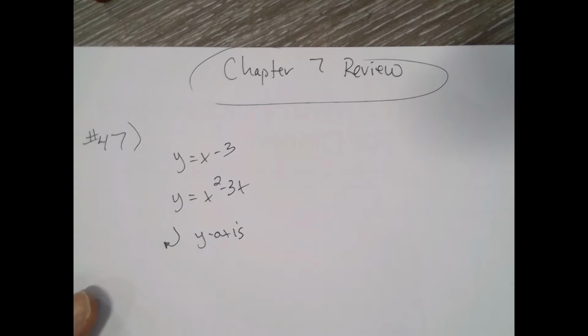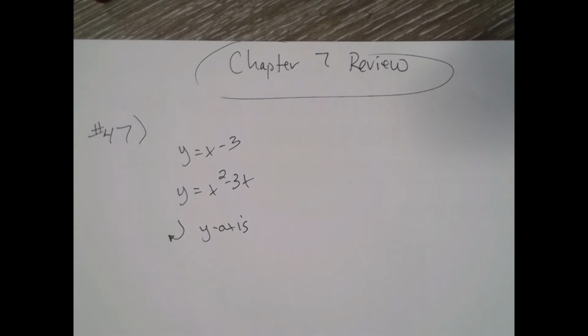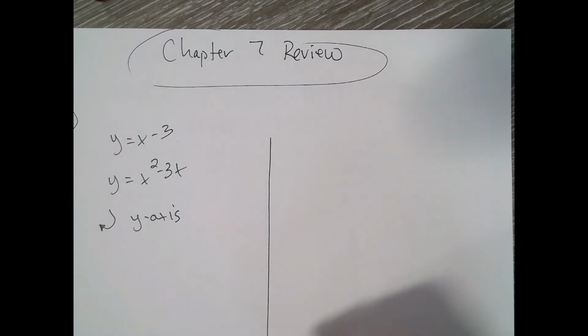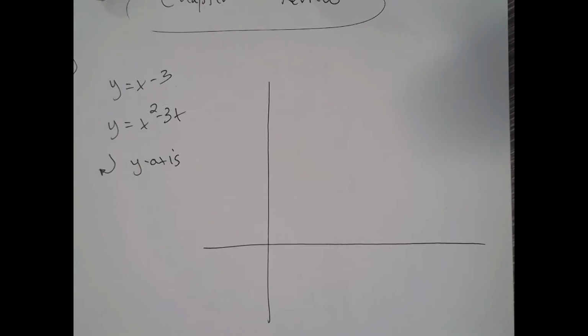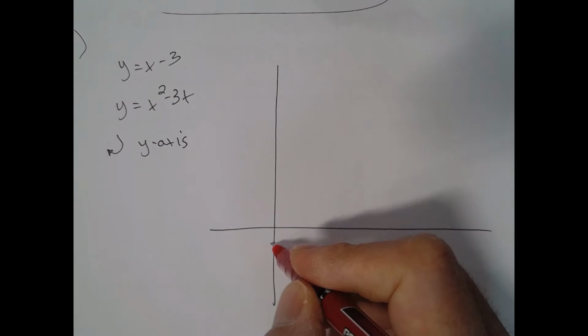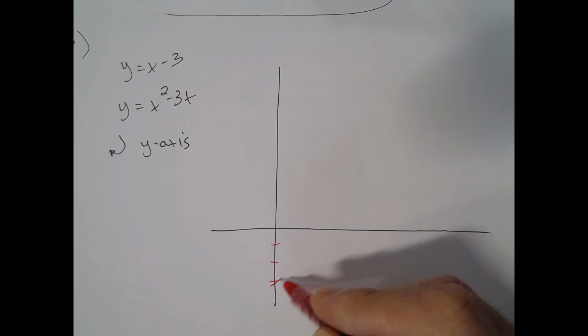Number 47, Chapter 7 review. It says to use the shell method going around the y-axis. So we have y equals x minus 3. I'll graph it here. So y equals x minus 3 looks like this.